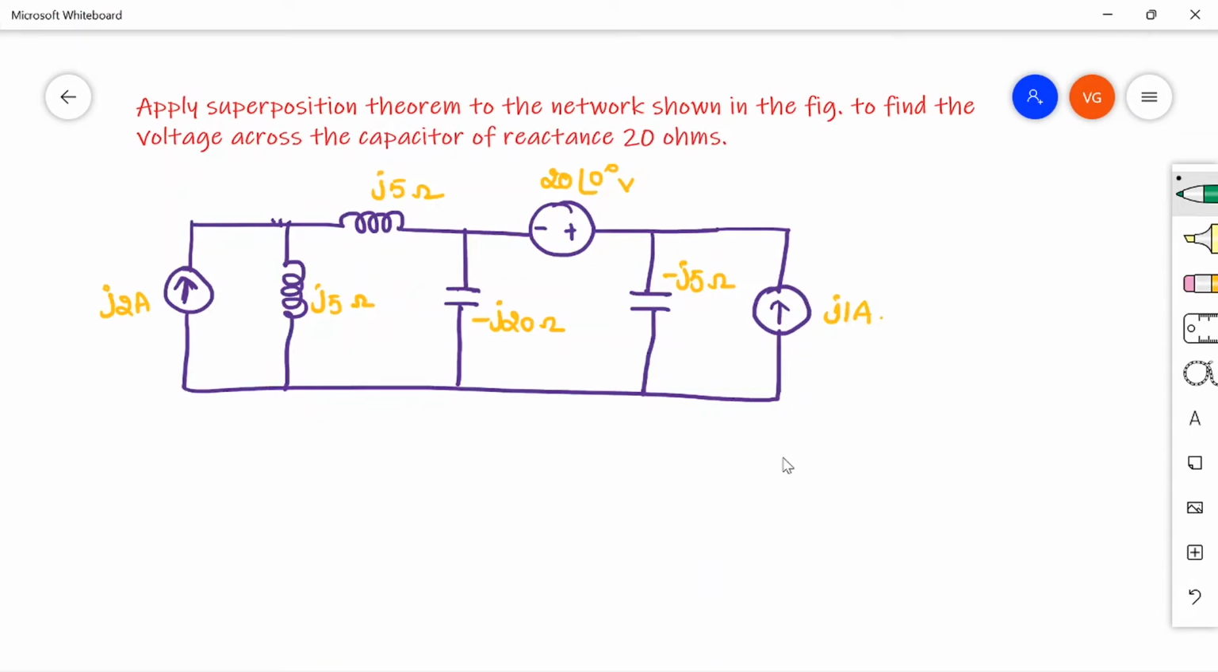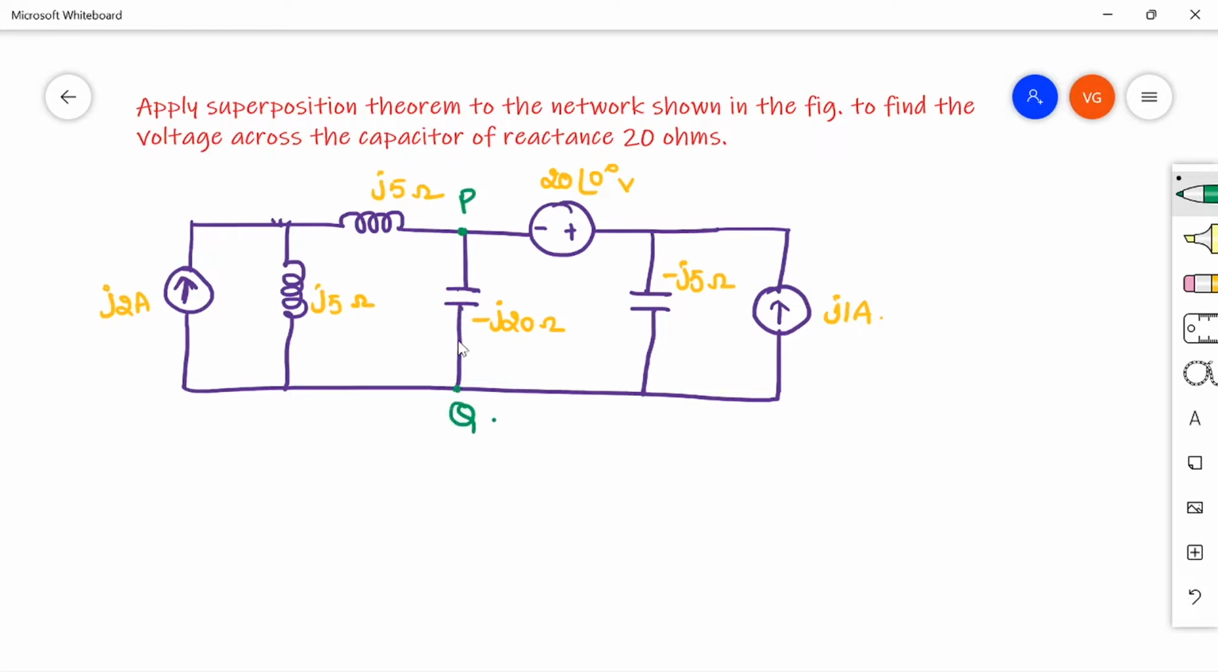The second question I have chosen is a little bigger one, that it has 3 sources. Question is like this: apply superposition theorem to the network shown in the figure to find the voltage across the capacitor of reactance 20 ohm. So this one, 20 ohm, right? So you mark this one with some nodes PQ so that it will be easy.